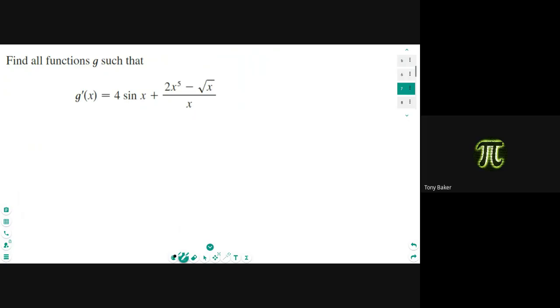All right, since it's addition, I can do this in pieces. So we're going to find the integral of 4 sine x. So what is the integral of 4 sine x? Remember, the 4 I can ignore. Yeah, what is it? Negative cosine x. So negative 4 cosine x.